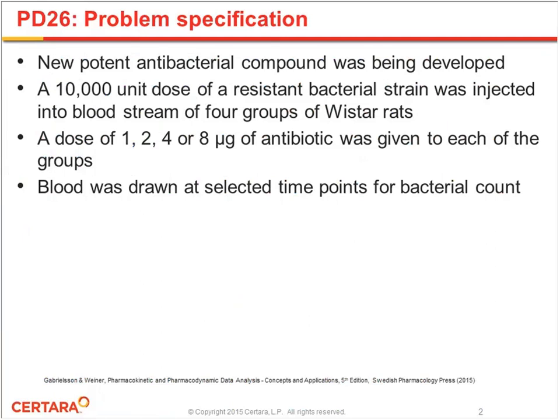So let's see. In today's example, we will be analyzing a new antibacterial compound. In the in vivo test, we have 4 groups of Wistar rats, where for each animal, a 10,000 unit dose of a resistant bacterial strain was injected into the bloodstream. Then we had 4 dose groups with 1, 2, 4, and 8 micrograms of the antibiotic each that was given to the animals as an IV bolus. Blood was then drawn at selected time points to determine the bacterial count.